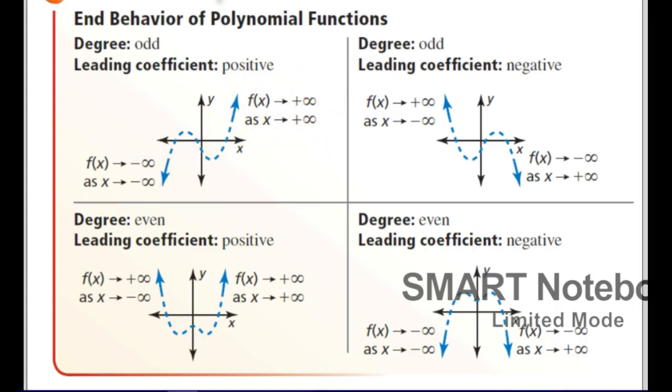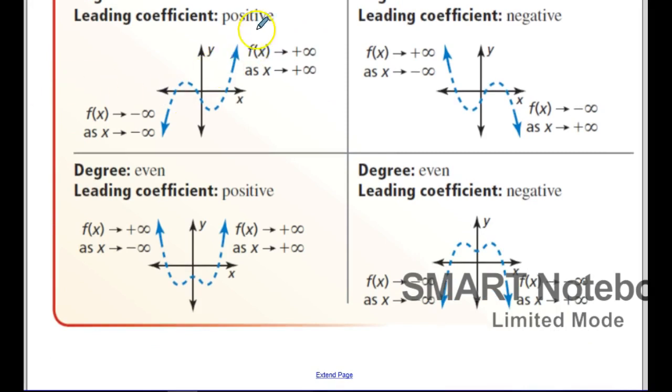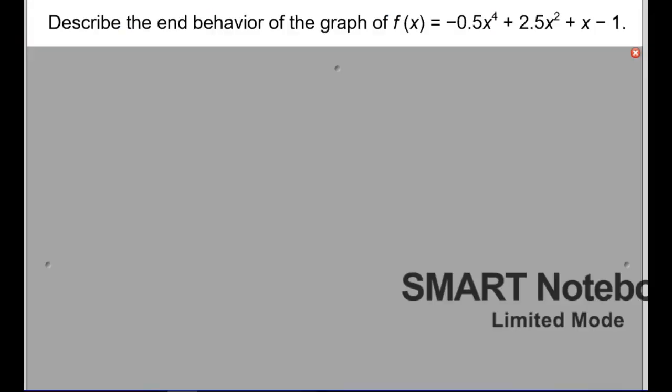So now what if the degree is even? So if the degree is odd, I see one is up and one is down. So if my degree is even, they're either both up or both down. And I can tell by if my leading coefficient is positive or negative. So if my leading coefficient is positive, they'll both be up. And if my leading coefficient is negative, they'll both be down. So that's just going to help us as we start graphing these polynomial functions.